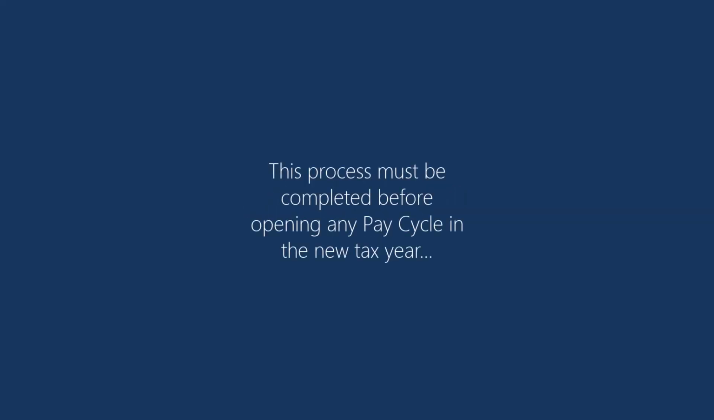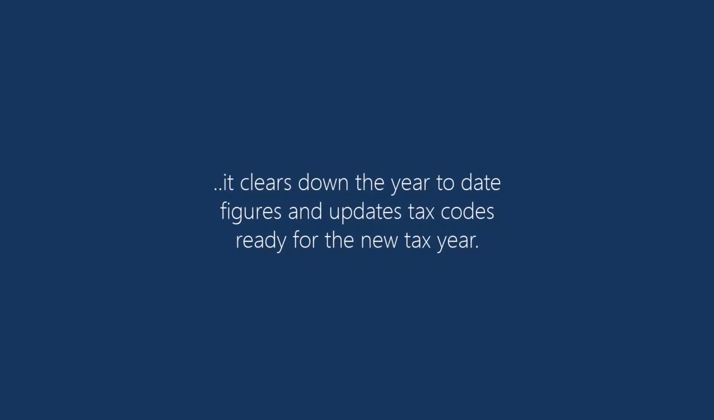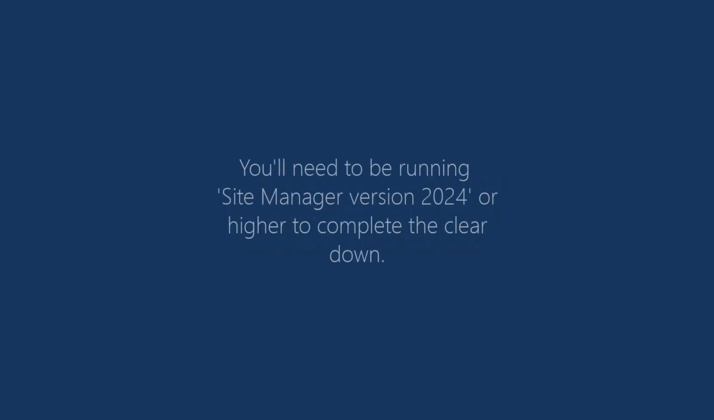In this short video we'll cover how to process the payroll end of year clear down. This process must be completed before opening any pay cycle in the new tax year. It clears down the year-to-date figures and updates tax codes ready for the new tax year. You'll need to be running Site Manager version 2024 or higher to complete the clear down.